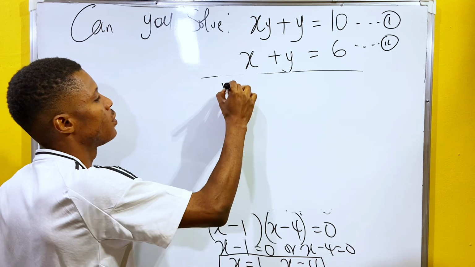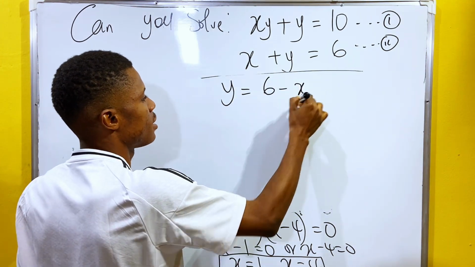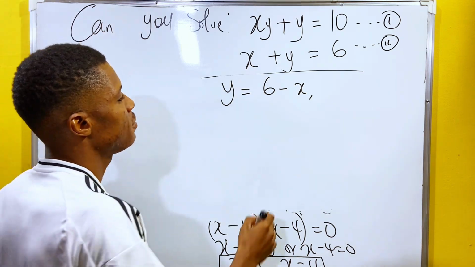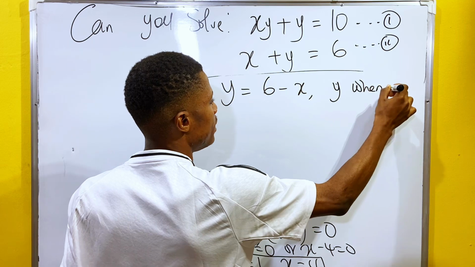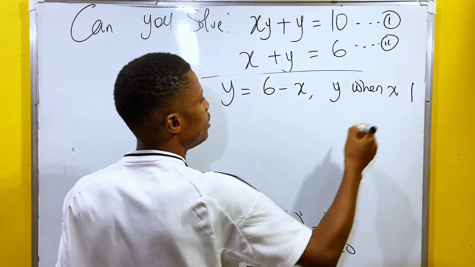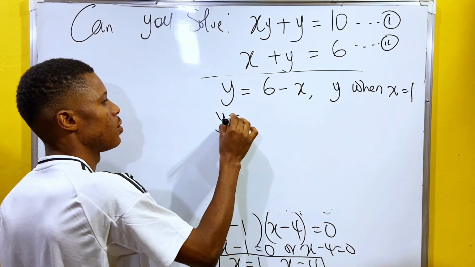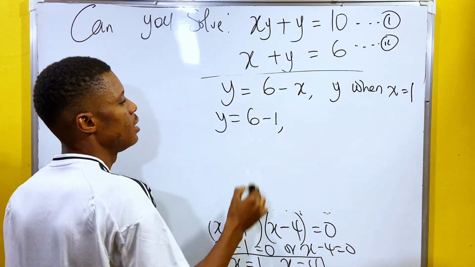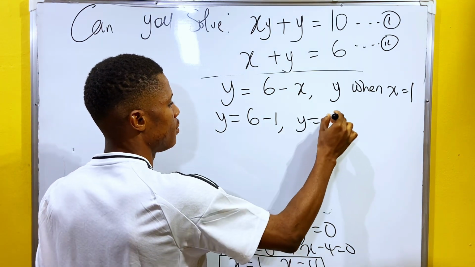Remember, we've gotten that y is equal to 6 minus x. So first, we'll have to find y when x is 1. That will be y equals 6 minus 1, and 6 minus 1 is 5. So y is equal to 5.